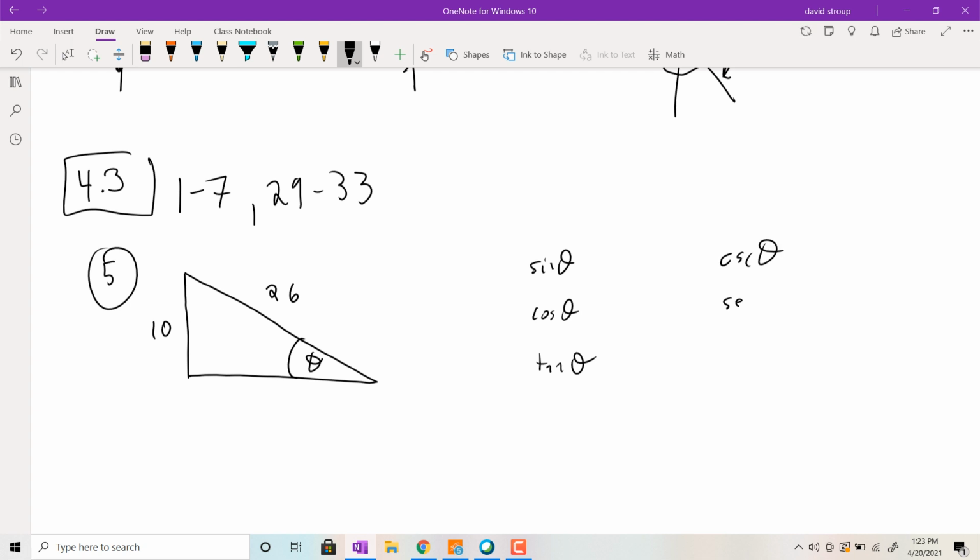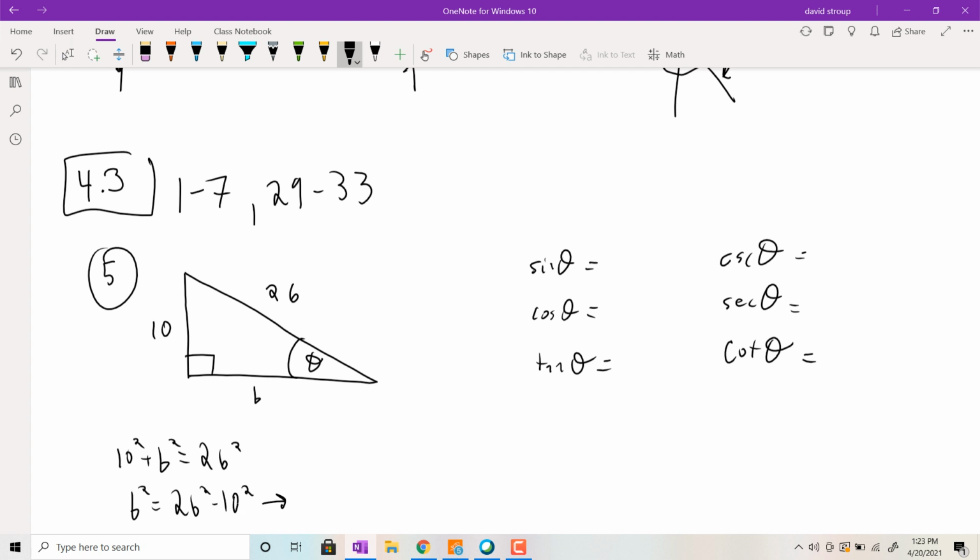Secant theta, secant theta, cotan theta. In order to figure this out, you're going to have to use the Pythagorean theorem. This is a right triangle. If we call this leg B, I'll be looking at 10 squared plus B squared equals 26 squared. B squared will then be 26 squared minus 10 squared, and then take the square root on both sides with your calculator. B is the square root of 26 squared minus 10 squared, which turns out to be a nice answer. Or is it 24? Turns out to be really easy. So this side will be 24.